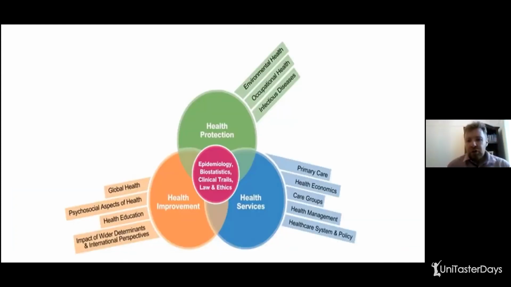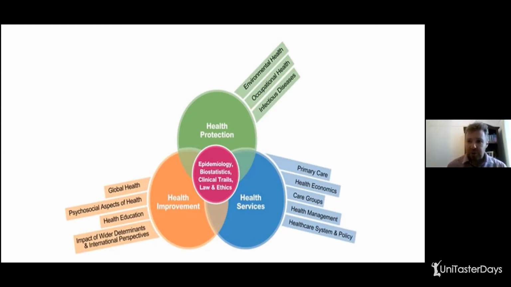So what would you expect to study if you came on to a degree programme in public health? There are 4 key areas in public health that you would cover: health protection, health improvement or health promotion, health services, and applied epidemiology.